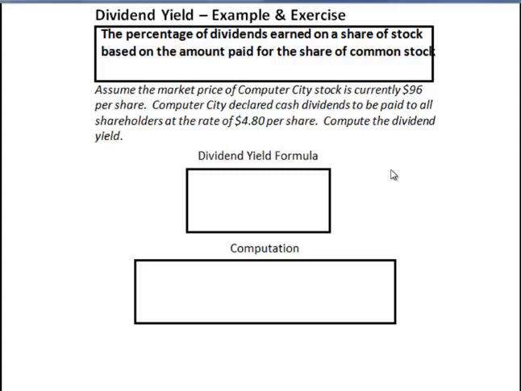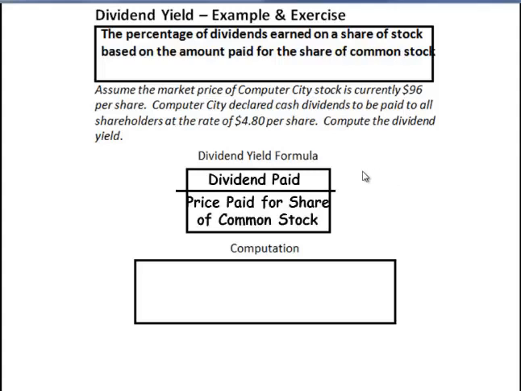So what we want to do is calculate the dividend yield formula, and the dividend yield formula is the dividend that is being paid divided by the price we paid for the share of the common stock. So again, looking at the word problem, the dividend paid was $4.80 divided by the $96 market price of the stock, and that means we're earning 5% based upon the dividend, based upon what we paid. And that's the dividend yield stock.